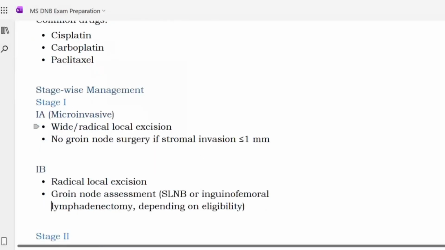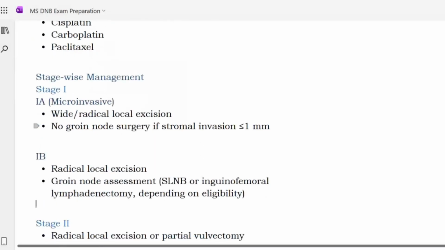Okay, stage 1 we have divided into stage 1A and 1B. 1A, there are two criteria: size of the lesion less than 2 centimeter up to 2 centimeter, and invasion up to 1 millimeter. Okay, here only wide local excision is more than sufficient, even not radical. Wide local excision is more than sufficient. There is no need for the groin node surgery if your stromal invasion is less than 1 millimeter, okay, or equal to 1 millimeter.